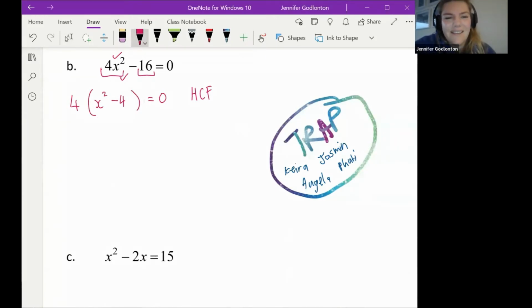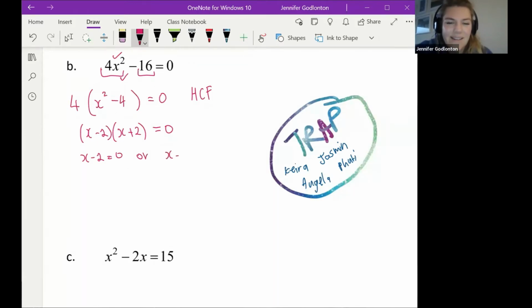So, this will be x squared minus 4 equals 0. And the next step is x minus 2 in brackets, and then the next bracket is x plus 2 equals 0. Beautiful. And then you're going to say x minus 2 equals 0, or x plus 2 equals 0. Yes. And then the final step is x equals 2, and x equals minus 2.